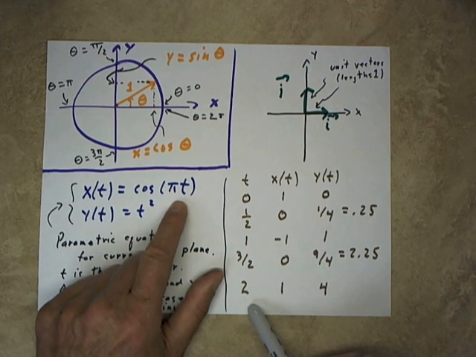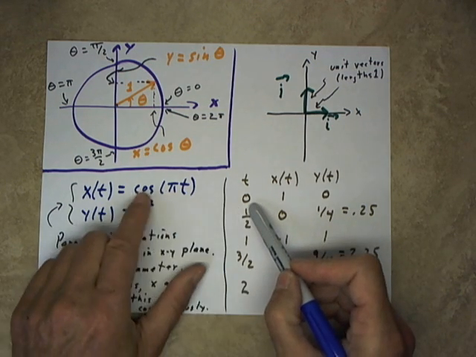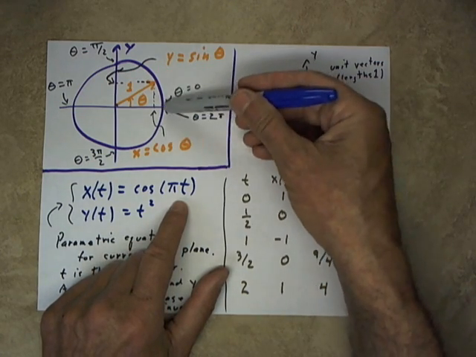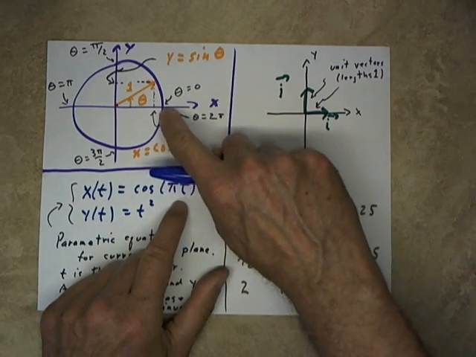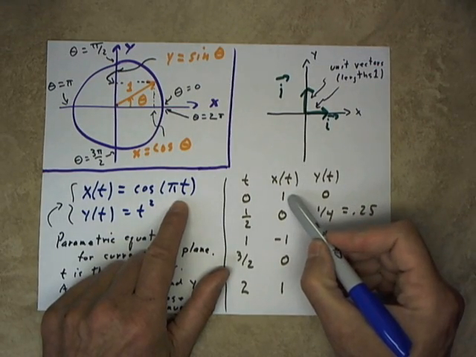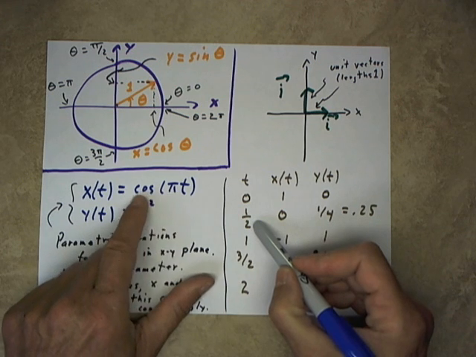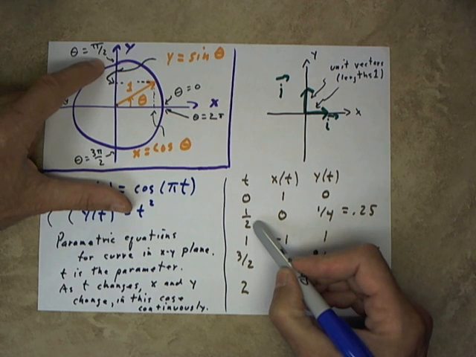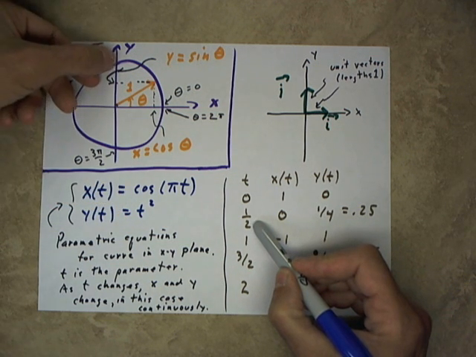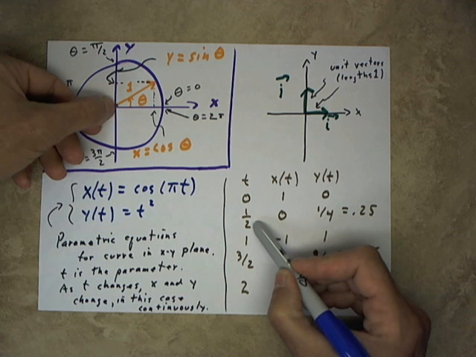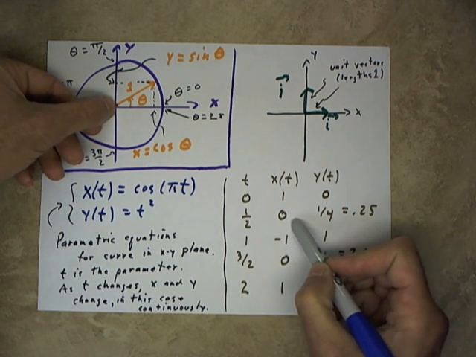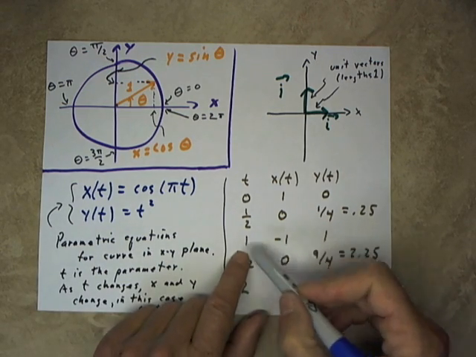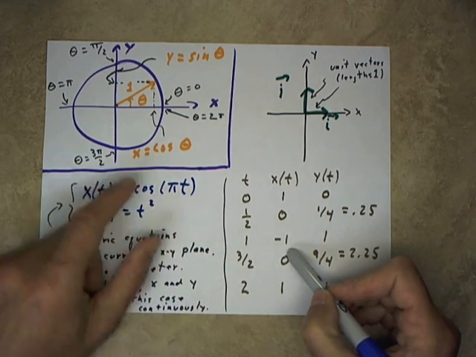If t equals 0, then x of t is the cosine of pi times 0, the cosine of 0, which is the x-coordinate at this point, and that's just 1. If you go to 1/2, then you have the cosine of pi times 1/2. Well, pi times 1/2 is pi over 2, and the cosine of pi over 2, if we take this point and project it down to the x-axis, we see that the cosine is 0, so that x of t will be 0. Reasoning similarly, if t equals 1, we have the cosine of pi times 1, which is the cosine of pi.